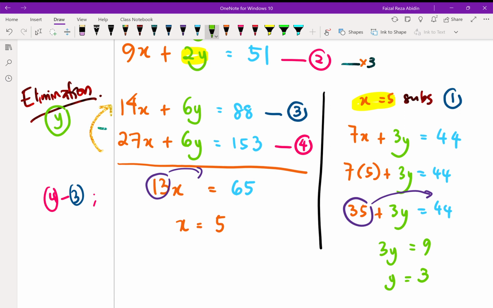So what must we do next? Yes. Because the question said calculate the total price for 1 kilogram of mango and 1 kilogram of papaya. So the total here you are going to have 5 plus 3. So it's going to be RM 8 for both of the fruits.